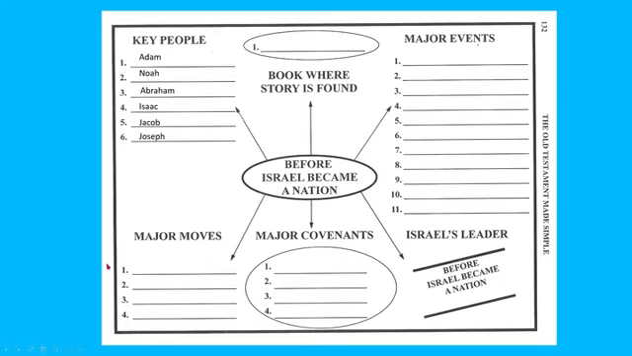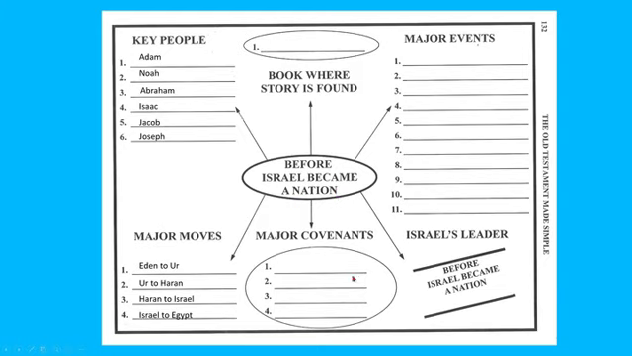Now, they had some major moves during this time period. And, of course, the first move was from Eden to Then we had from to Haran. Move number 3 was from Haran to Israel. Move number 4 was from Israel to Egypt. All of this occurred before Israel became a nation.